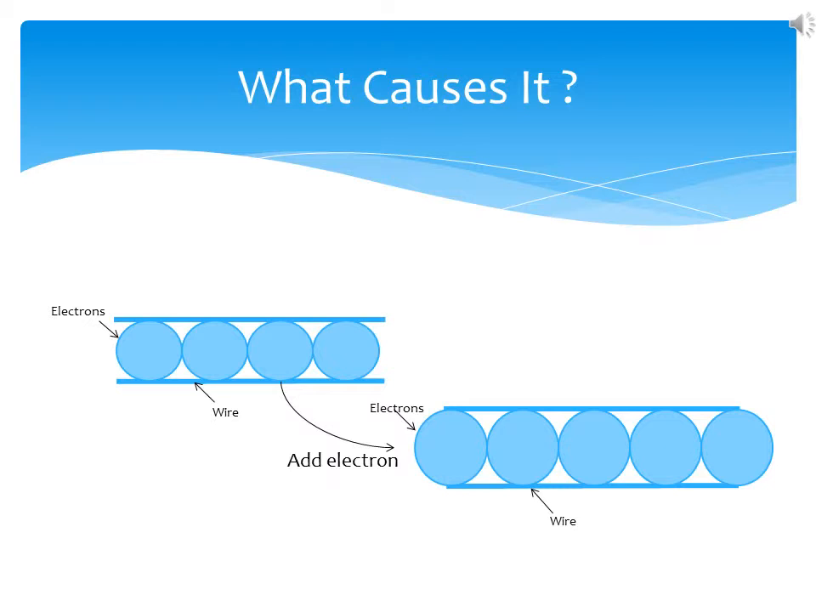For example, if you look at the electrons as the blue circles and the encasing lines as the wire, you can see that as you add a circle, one comes out the other end, even though the individual circle has not moved very far at all.